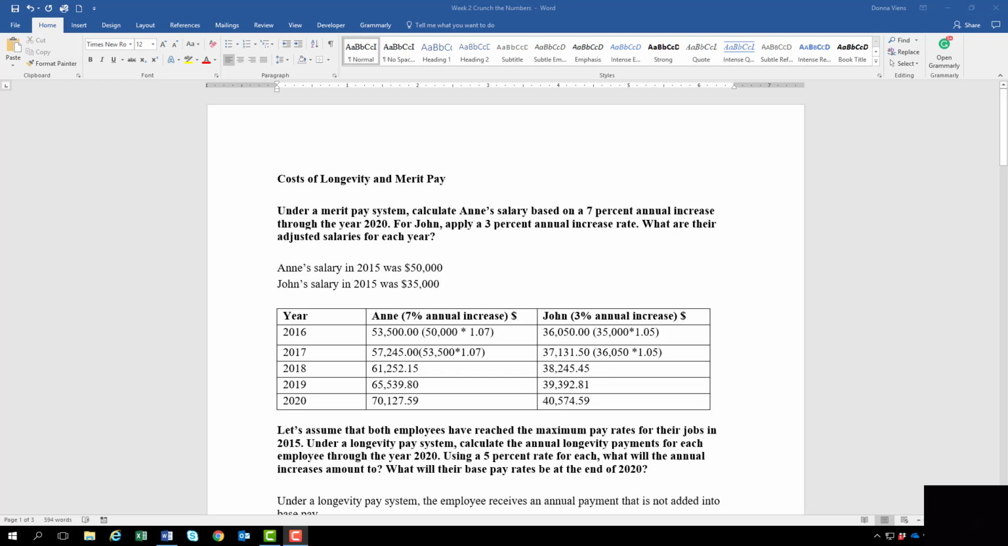We are looking at cost of longevity and merit pay. We're going to work through a couple of problems to see what the difference is and hopefully get a conceptual view of what longevity versus merit pay looks like.